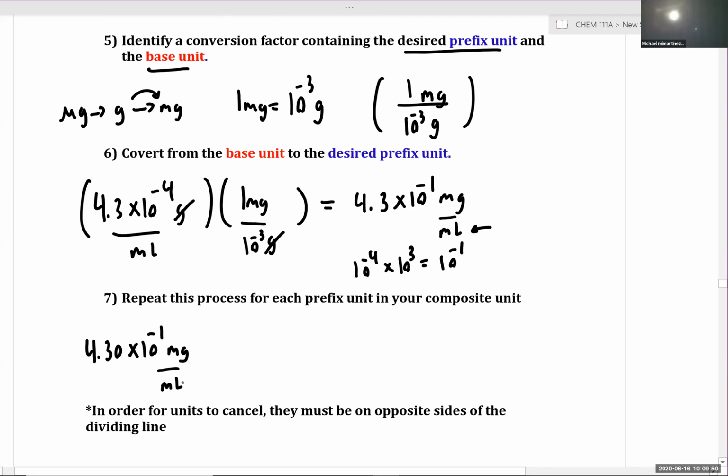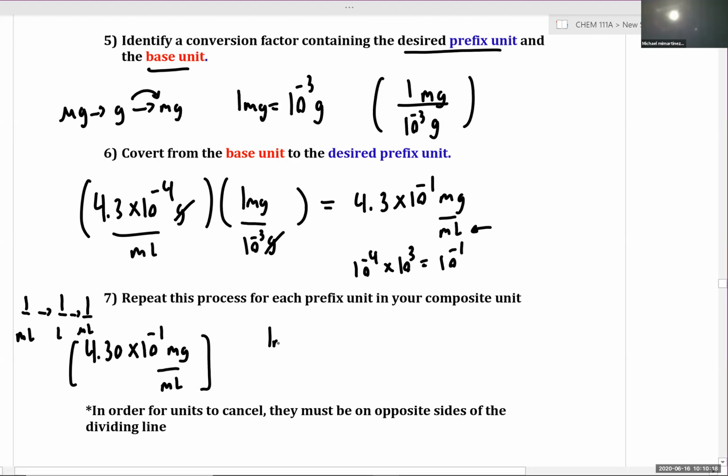Again, just to show our solution map, we're going from 1 over milliliter to 1 over liter to 1 over microliter. Okay, so then let's try and set up a series of equalities that we can use to complete this conversion.